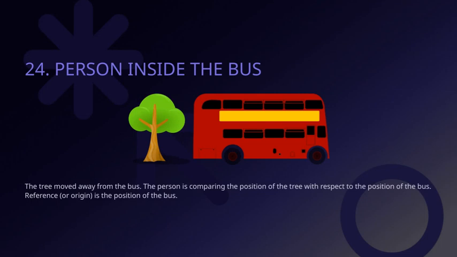Now, here we see that the tree appears to have moved away from the bus. This might seem a bit confusing at first, but what we're really doing here is comparing the position of the tree relative to the bus. Think of the bus as our reference point, or the origin. As the bus moves, the position of the tree changes when we look at it from this reference. So even if the tree isn't actually moving, it looks like it's shifting because our point of view is changing. This is a key idea in understanding relative motion. It's all about how we compare positions from a specific point of reference. And this concept ties directly into our overall theme of understanding motion from different perspectives.